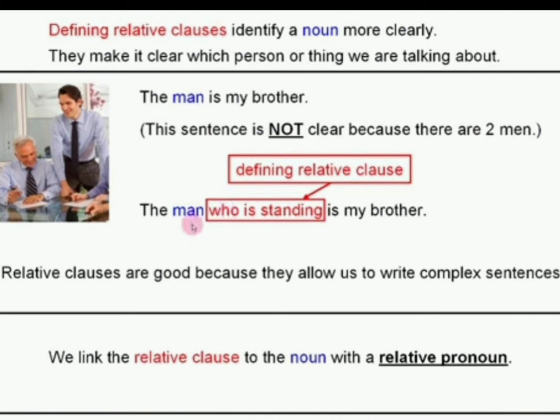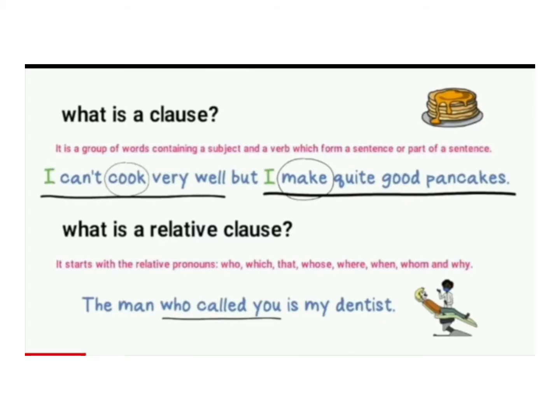This one achian le zok nan what is a relative clause, this one it starts with the relative pronouns. It starts with the relative pronoun in bul aron chan three ani who, which, that, whose, where, when, whom, and why.